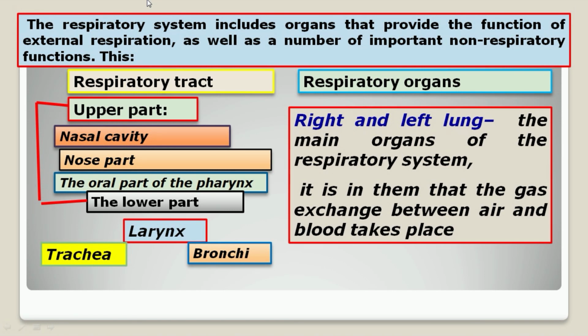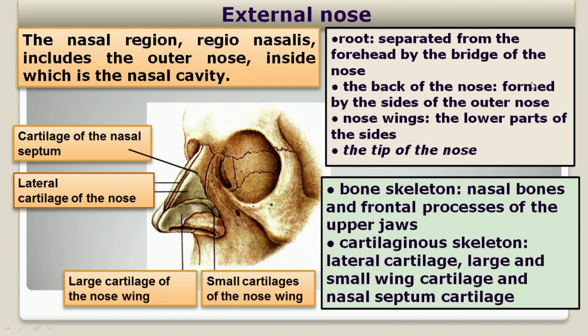Respiratory organs: the right and left lung, the main organs of the respiratory system. It's in them that gas exchange between air and blood takes place. External nose: the nasal region, regio nasalis, includes the outer nose and inside it the nasal cavity.